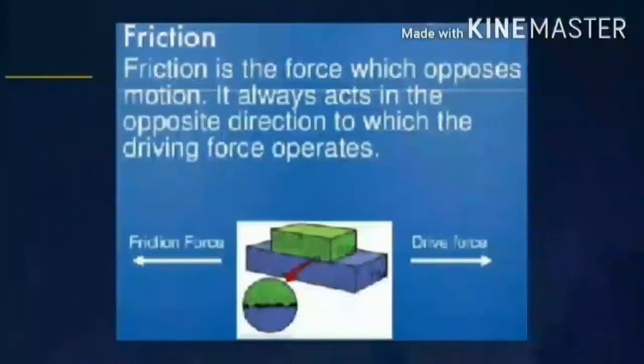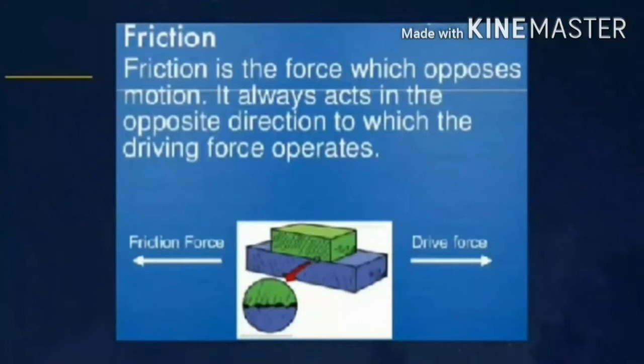Friction, the force which always opposes the motion of one object over another object in contact with it, is called friction. For example, when we push a heavy box kept on the floor, the force of friction occurs between the surface of the floor and the bottom of the box.